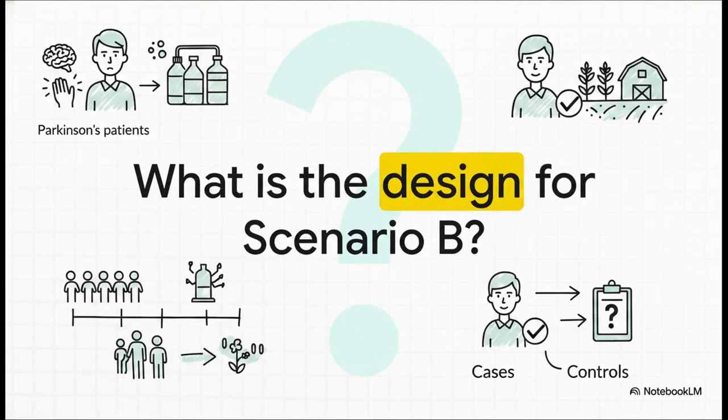Okay, let's try scenario B. To evaluate the link between a specific pesticide and Parkinson's disease, researchers recruit 150 patients from a neurology clinic who have Parkinson's and 150 age-matched healthy controls. They then interview both groups about their past agricultural employment. What do you think the design is here?